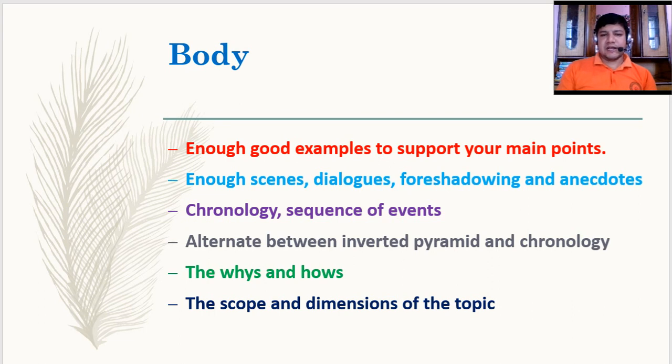Similarly, in body paragraphs, we have to include enough scenes, dialogues, foreshadowing, and anecdotes. If our article is related to events that happened in the past or that are happening, we have to keep chronology in mind. It is better to present the scenes or the events in the order they occurred, which is called chronology or the sequence of events.